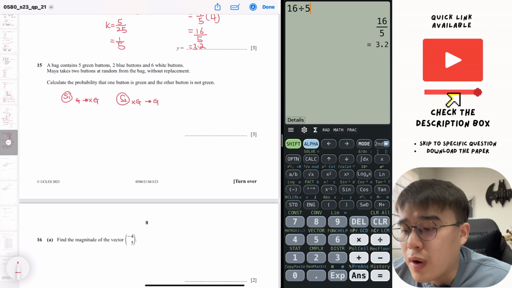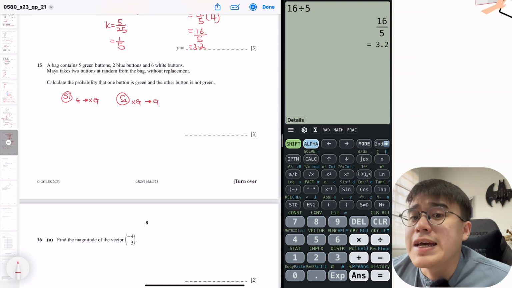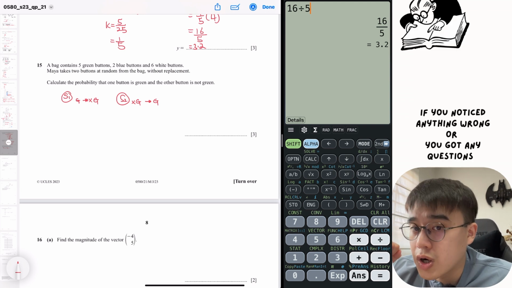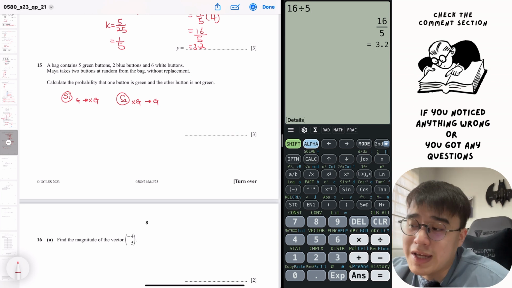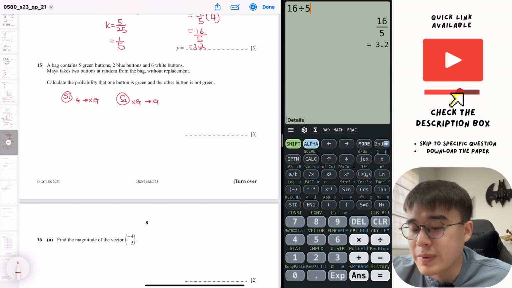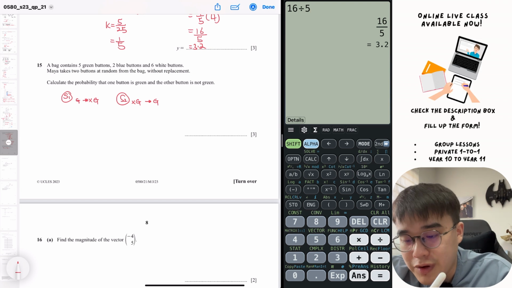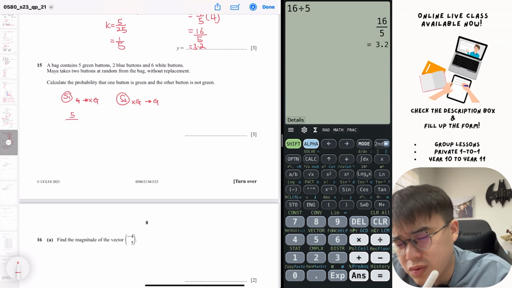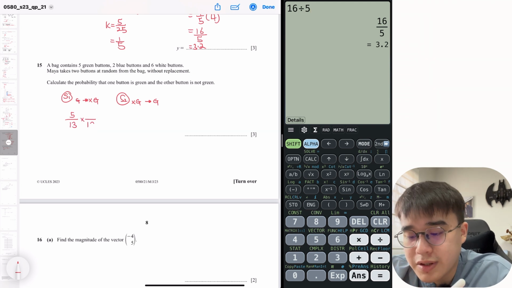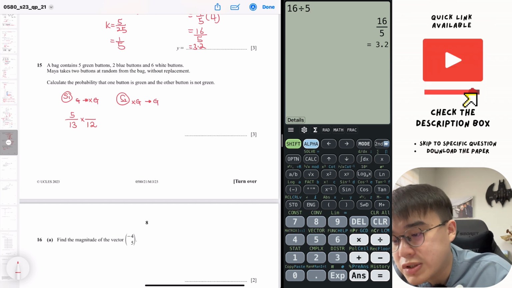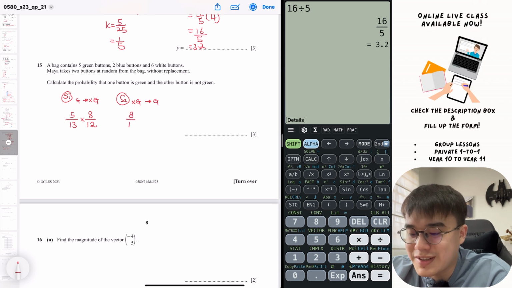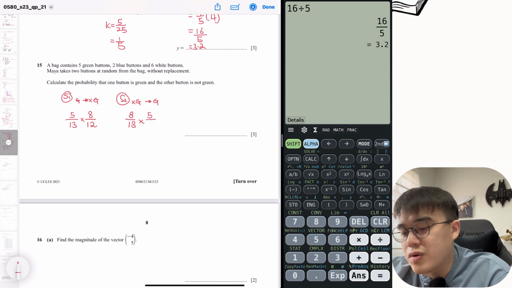Why do you have to consider all the possibilities here? Because they didn't exactly tell us the order of the button that you draw. Okay, they just mention as long as one of them is green, the other one is not, then it's fine. But because of without replacement, it will affect your probability here. Because if you get a green button first, there will be a total of 13 of them. Then once you took out one of it, the denominator decreases to 12. And those that are not green, there's still 8 of them. Meanwhile, on the other side, it will be 8 over 13 first, then 5 over 12.